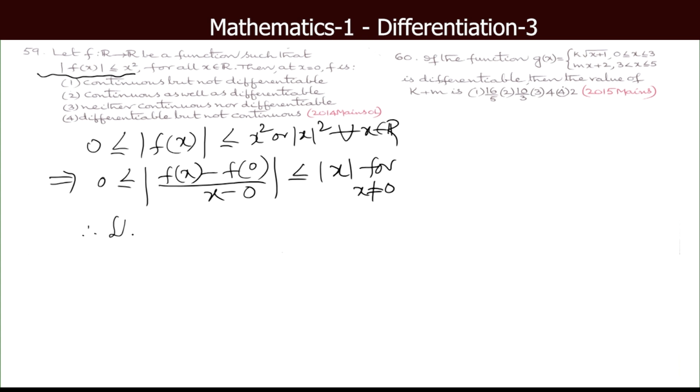Therefore, limit of (f(x) minus f(0)) by (x minus 0) as x tends to 0 equals 0, or f'(0) equals 0. So f is differentiable at x equal to 0 and therefore it is also continuous, because differentiability implies continuity. Therefore, at x equal to 0, f is continuous as well as differentiable. Second option.